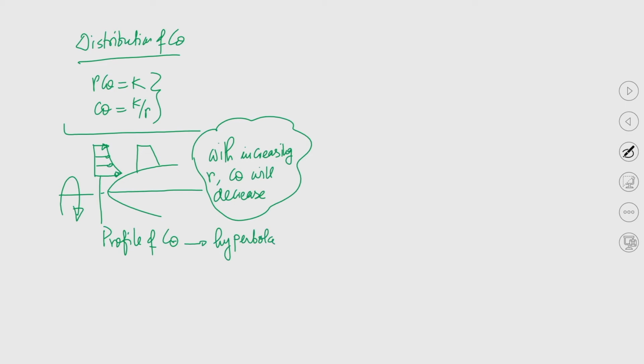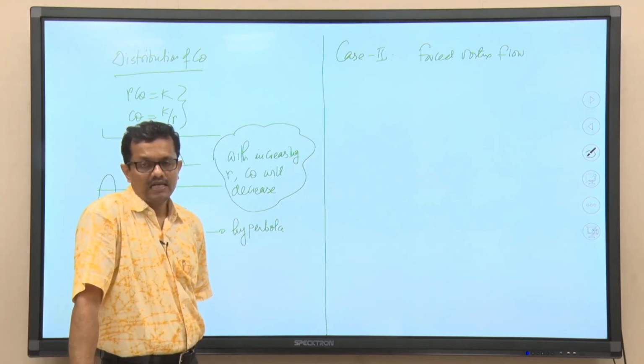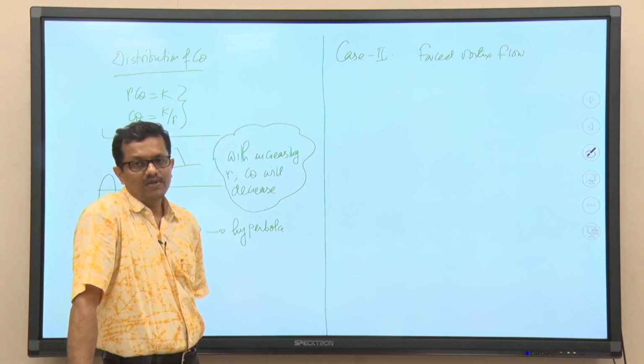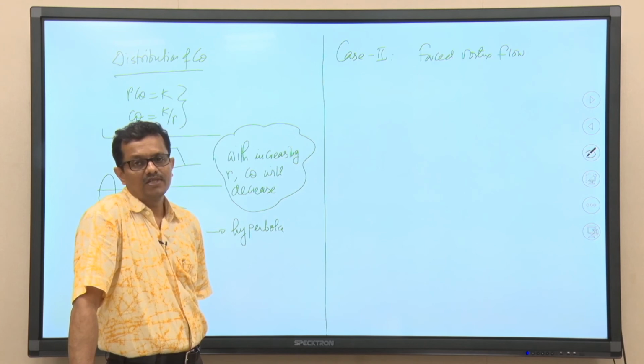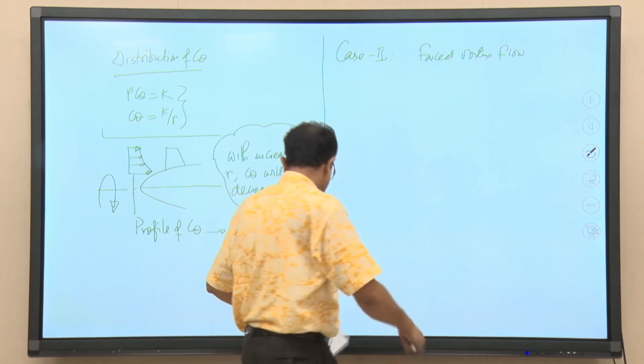Okay. Next, we will quickly work out what the equation will be if we consider the force vortex flow. So, case 2, force vortex flow. I will be doing these two different cases, free vortex flow and force vortex flow. You can try working out what the distribution of velocities will be for the Rankine vortex. Okay. So, this is force vortex flow.